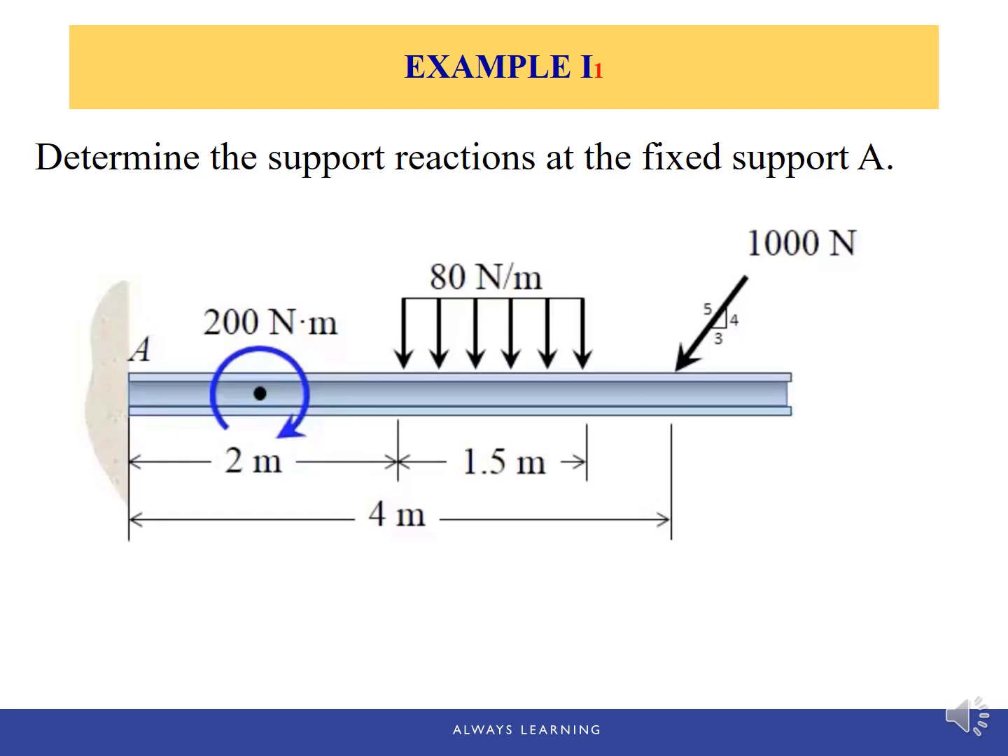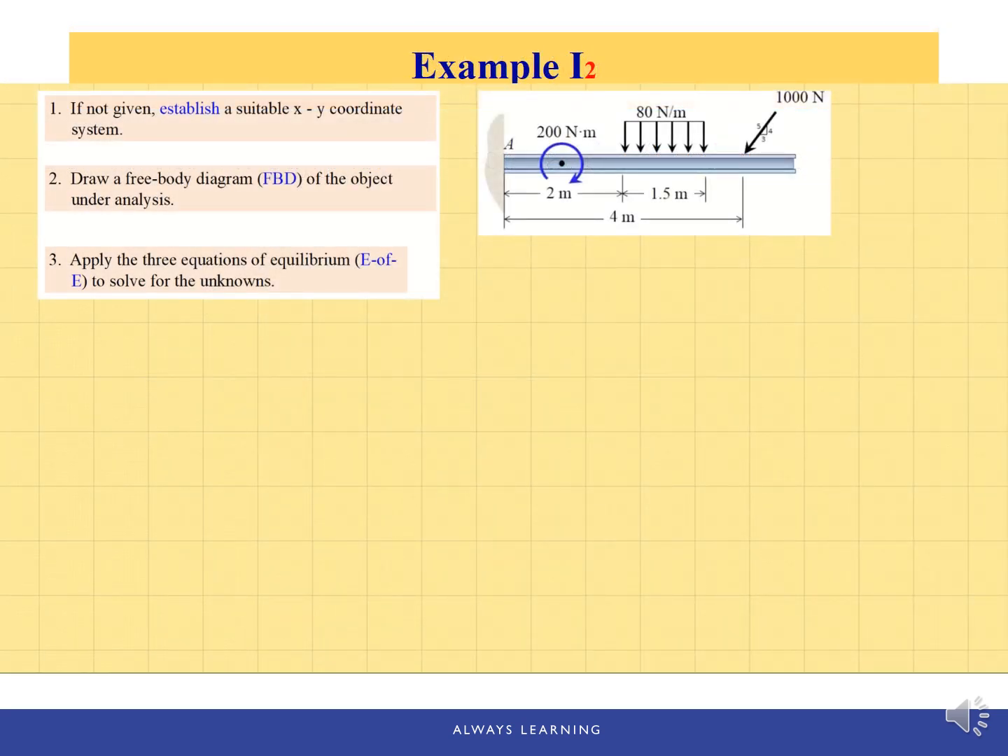Let's use this example to see the procedures of analysis. Determine the support reactions at the fixed support A. There are 3 major steps to solve a rigid body equilibrium problem.